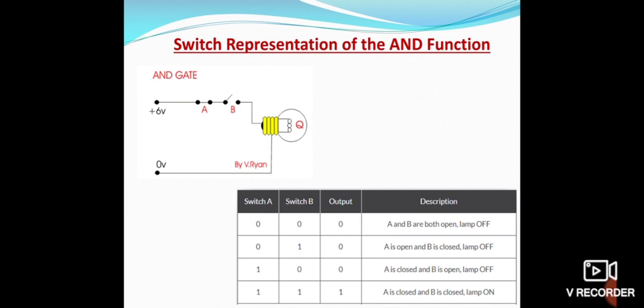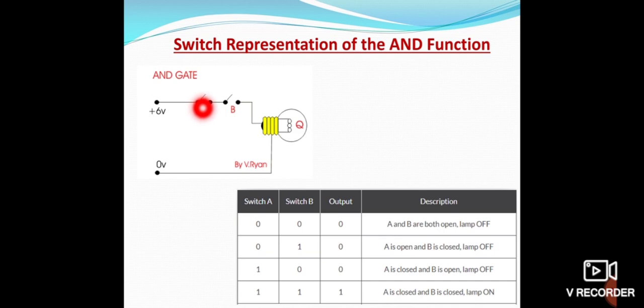This is the switch representation of the AND function. We have to check all the 4 conditions. In the first case, if switch A is open and B is closed, that is 0, 1, the current won't flow in this direction and the bulb won't glow. In the second case, A equal to 1, B equal to 0.